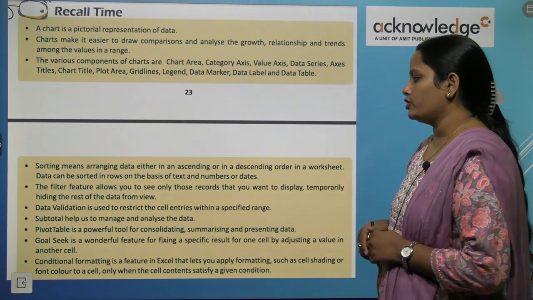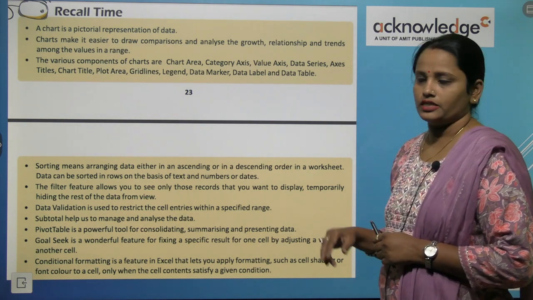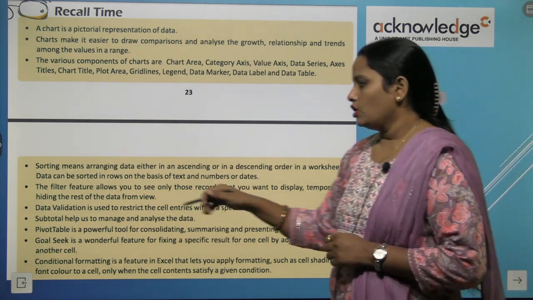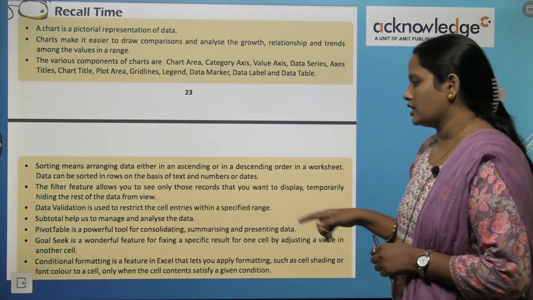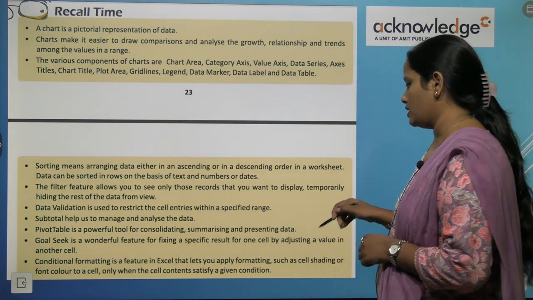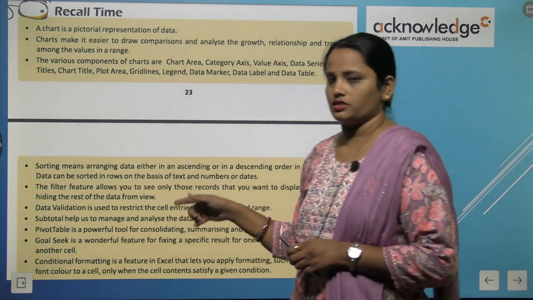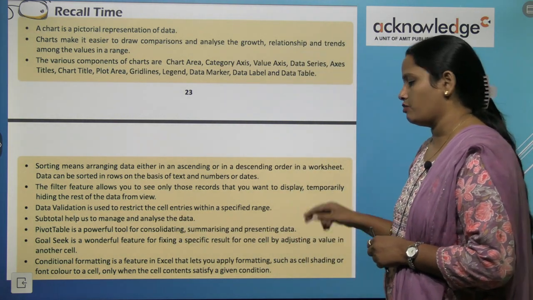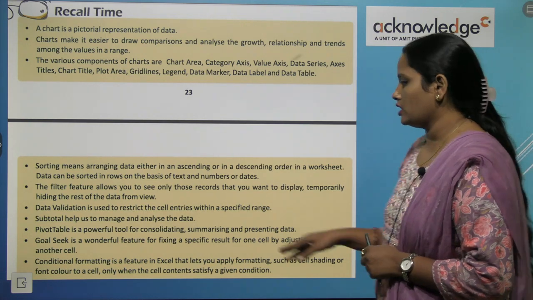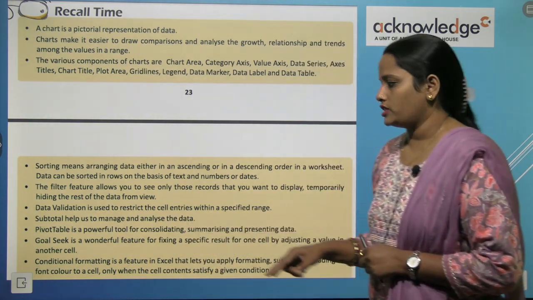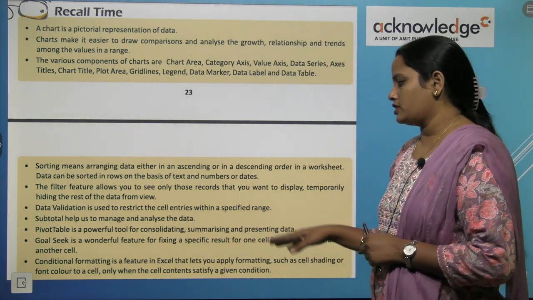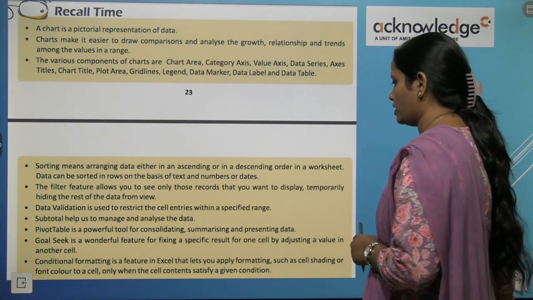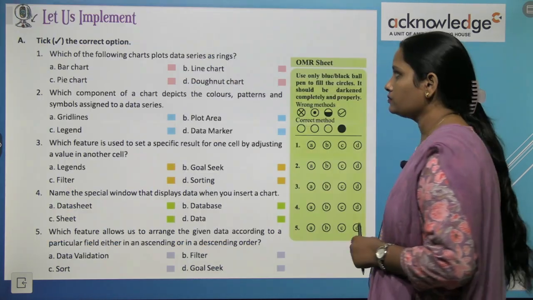Pivot table is a powerful tool for consolidating, summarizing and presenting data. Goal seek is a wonderful feature for fixing a specific result for one cell by adjusting the value in another cell. Conditional formatting is a feature in Excel that lets you apply formatting such as cell shading or font color to a cell only when the cell content satisfies a given condition.